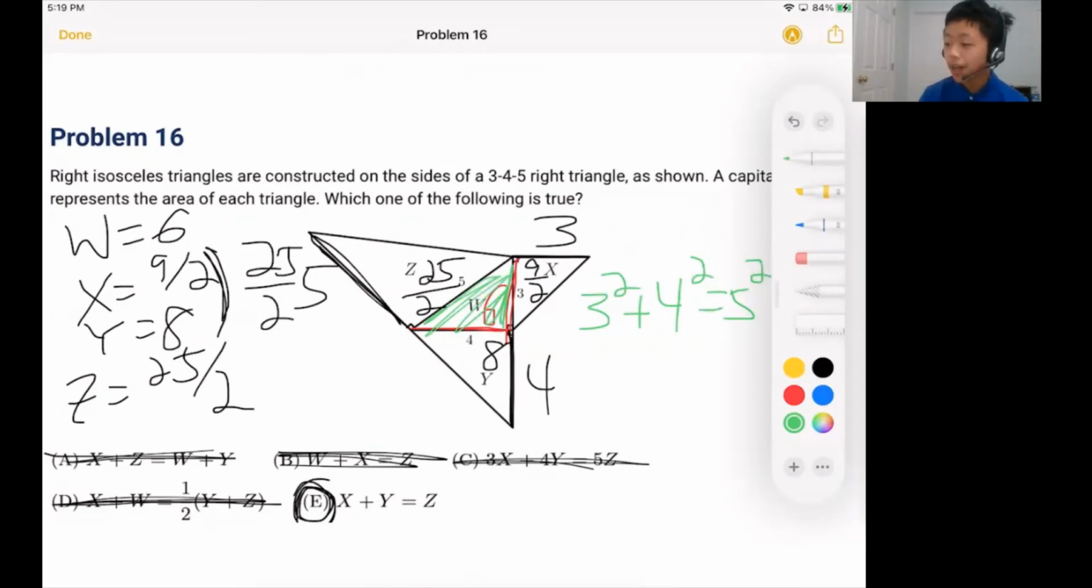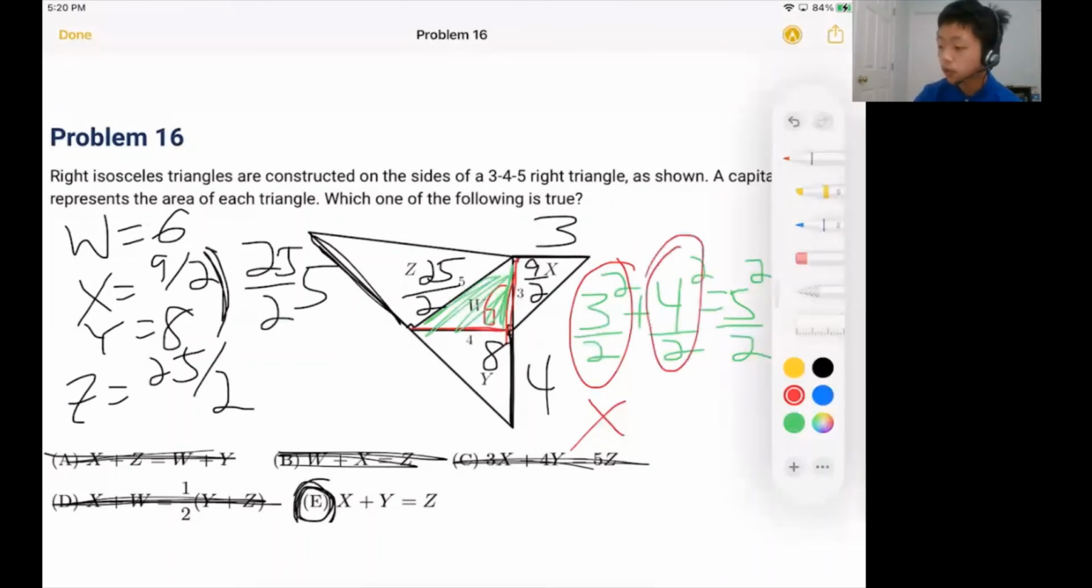Obviously. So if we were to divide everything by 2, that's perfectly legal, right? I'm dividing by 2 on both sides of the equation. 3 squared over 2 represents the area of triangle X, 1/2 base times height. 4 squared over 2 represents the area of triangle Y. And 5 squared over 2 represents the area of triangle Z. So you could immediately get that X plus Y equals Z from that too. That would also give you choice E, which is the right answer.